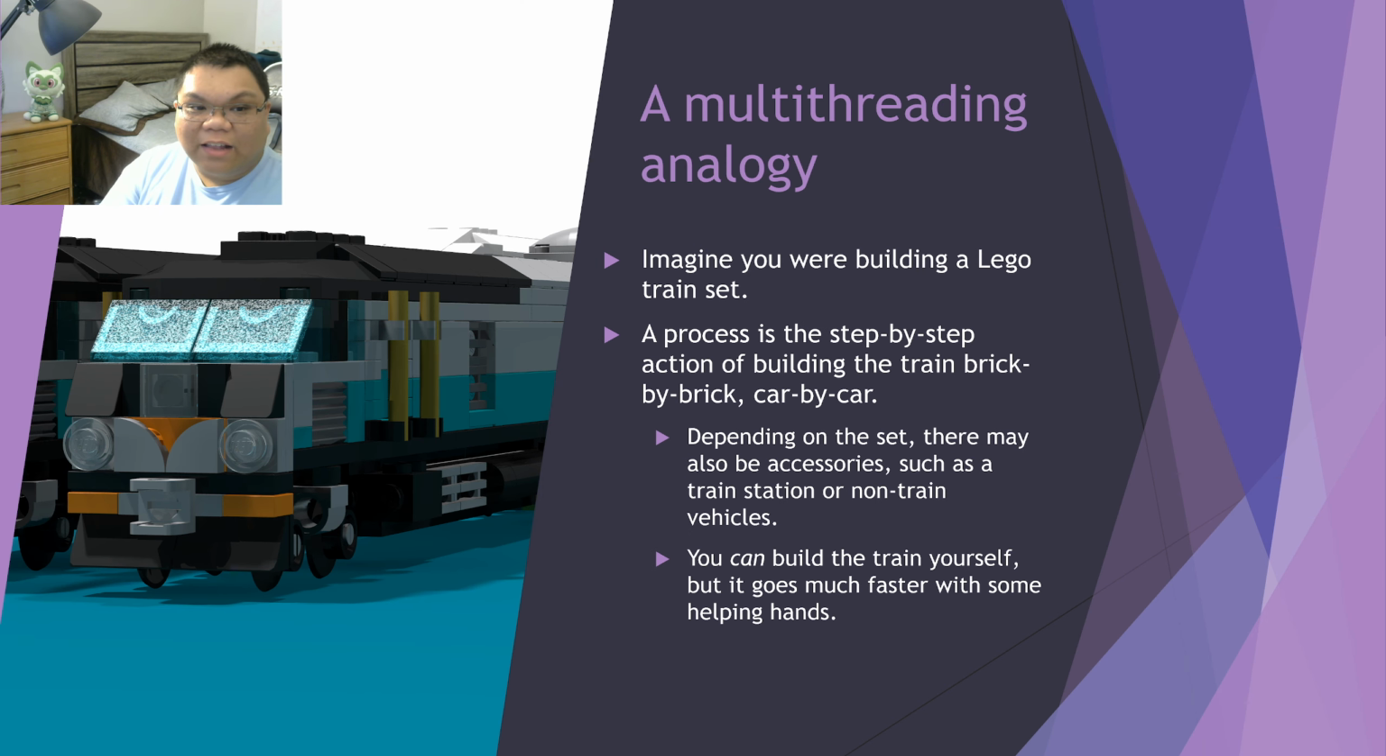So I talked about the train set analogy in the previous lab video. Basically, it's this. Imagine you are building a Lego train set. A process is the step-by-step action of building the train, brick by brick, car by car. And you might have other accessories as well. You might have a train station, you might have non-train vehicles. If this is a freight train, you might have some device that would move storage containers on and off the train. You can build the train yourself, but let's imagine this is a really big train set. Or it's like multiple train sets that you're trying to combine into one. You can build it yourself, but it's gonna go much faster if you have some helping hands.